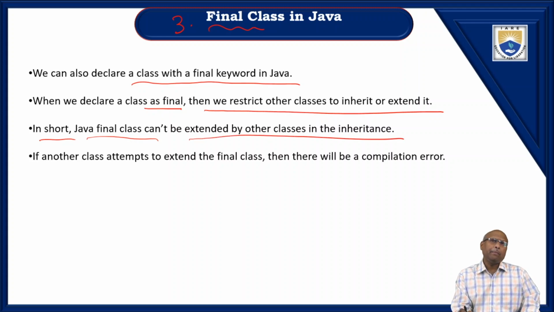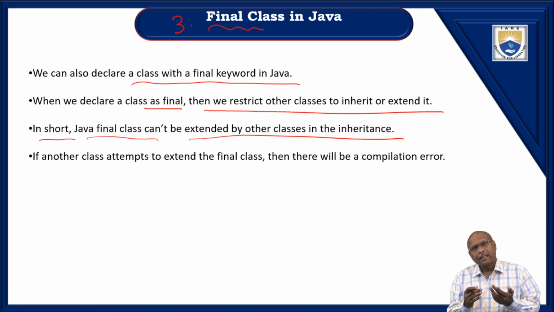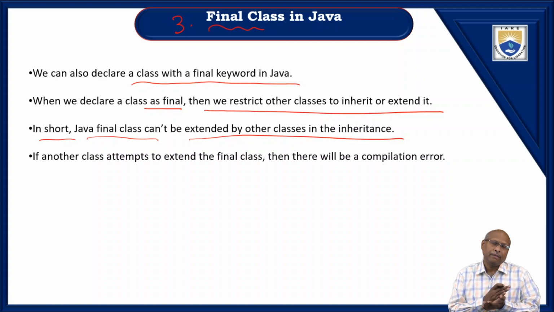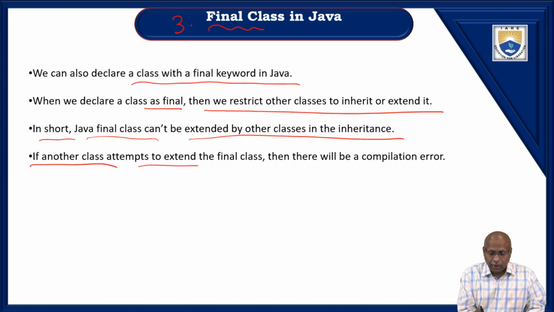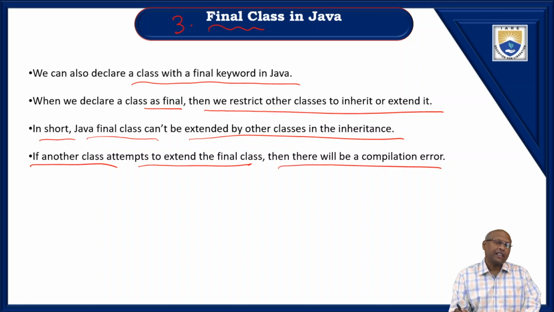Even there are built-in classes given by our James Gosling. Some methods he made final. That means you cannot override. Some methods, whatever the statements are already fixed, nobody should change. Those methods I will make final. If another class attempts to extend the final class, then there will be a compilation error. If somebody tries to extend from the final class, then the compiler will give an error.